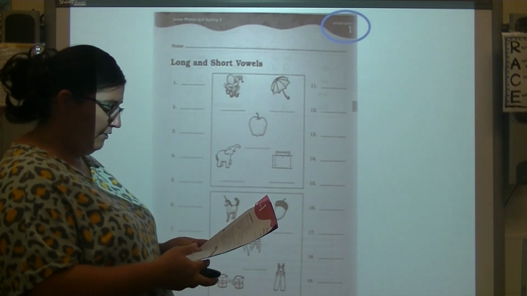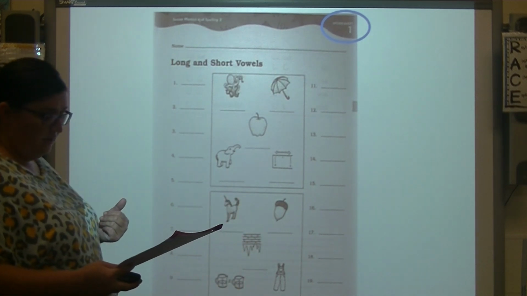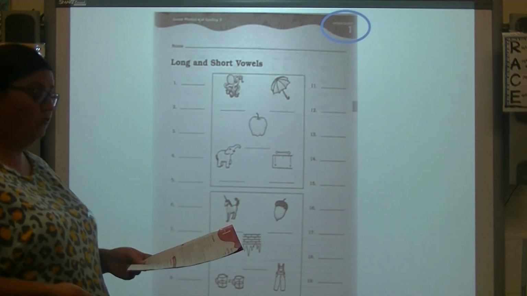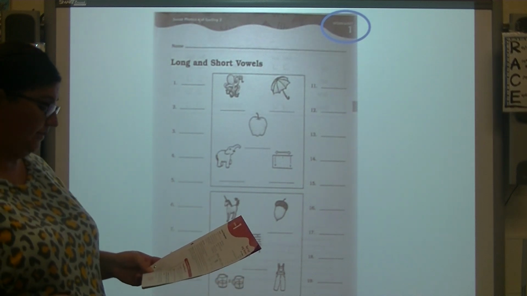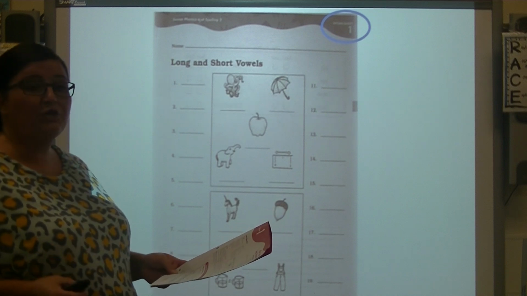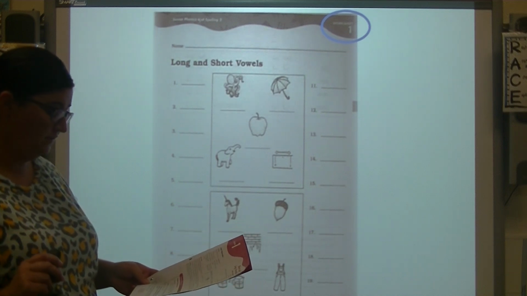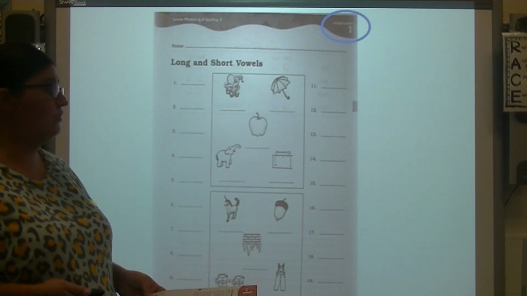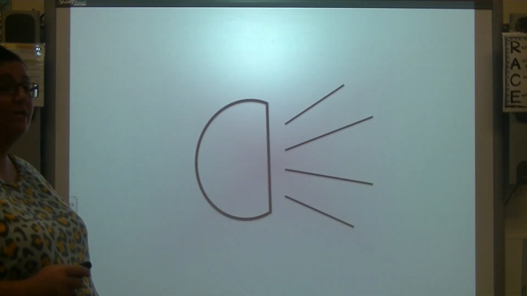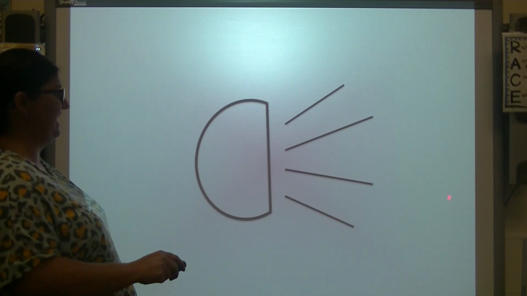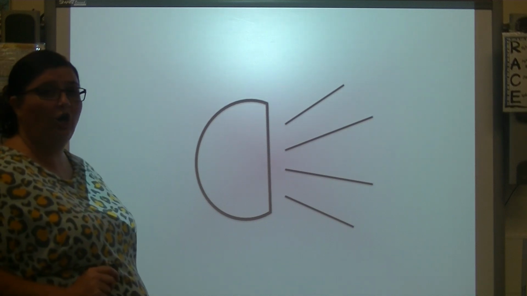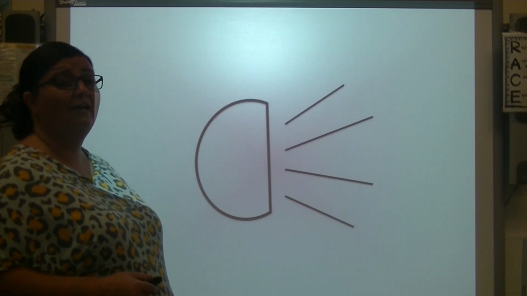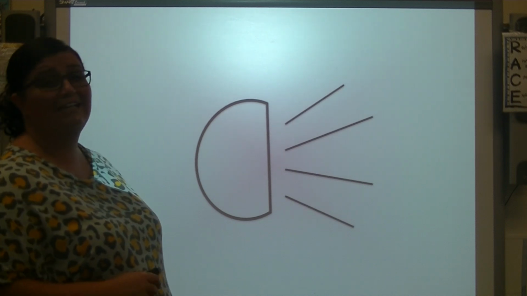Alright, now, symbols are pictures or drawings that mean something. Alright, in your car you have knobs or different pictures that stand for something. So in your car you may have a light that comes on or a button in your car. Alright, this symbol means something. It's the symbol that means lights.